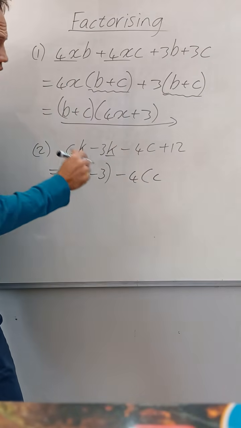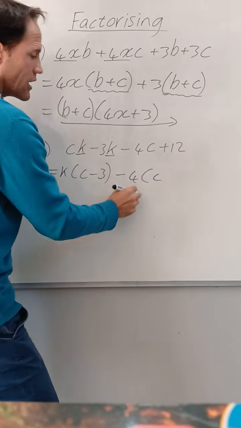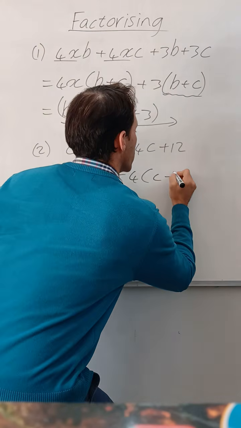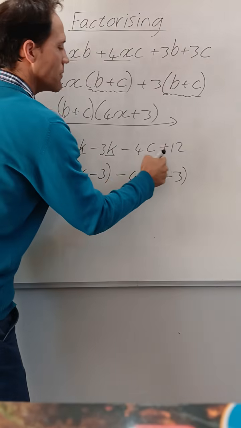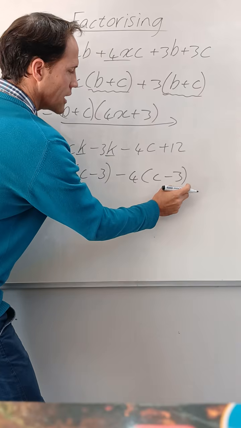Now be careful. Negative 4 times what gives you 12? 3. Negative 4 times negative 3, because a negative times a negative gives you a positive. Yes. So it's got to be negative 4 times negative 3.